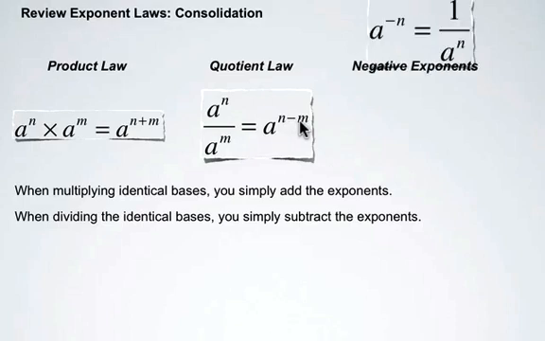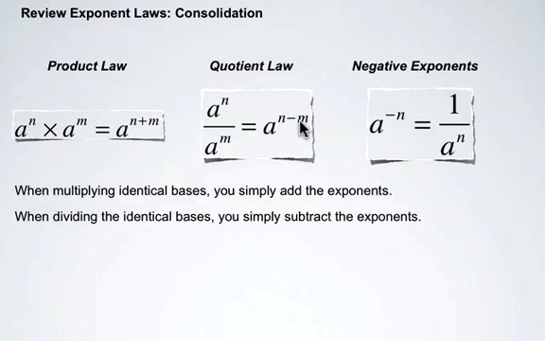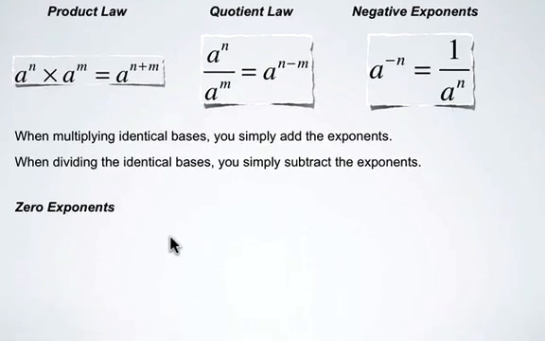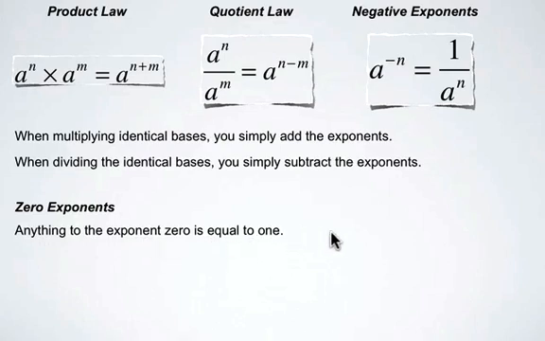Negative exponents. A to the negative n is equal to 1 over a to the n. Zero exponents. Anything to the exponent 0 is equal to 1. So a to the 0 is equal to 1.